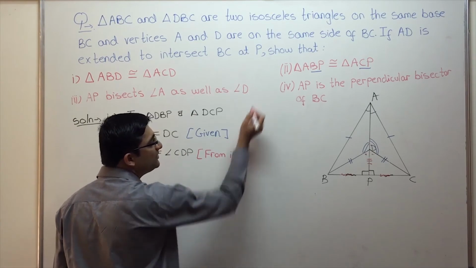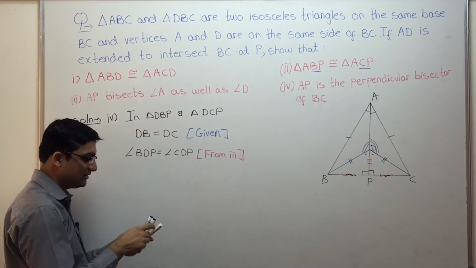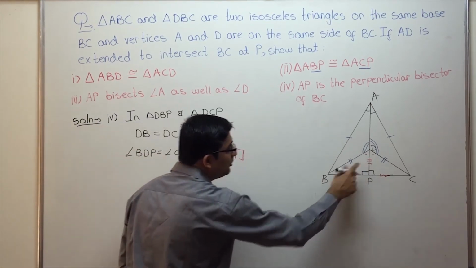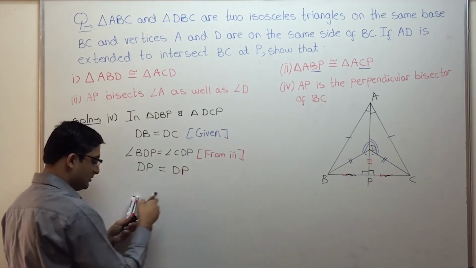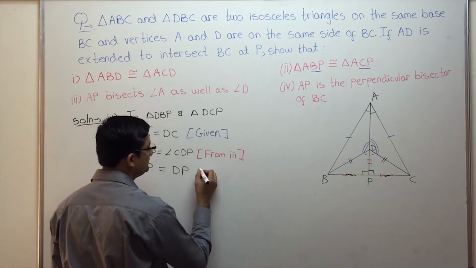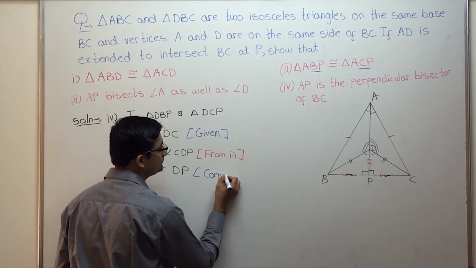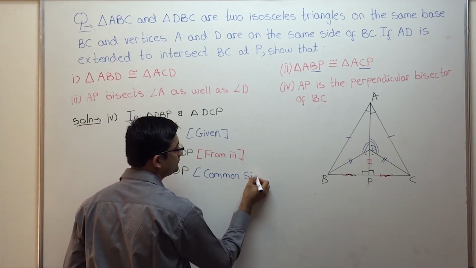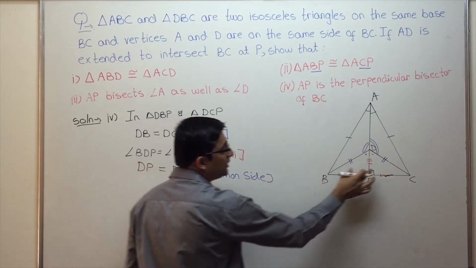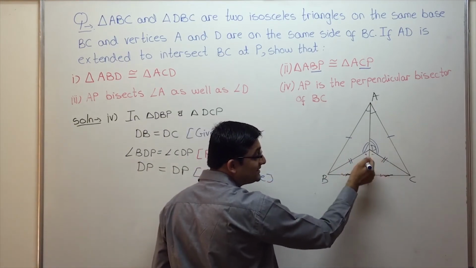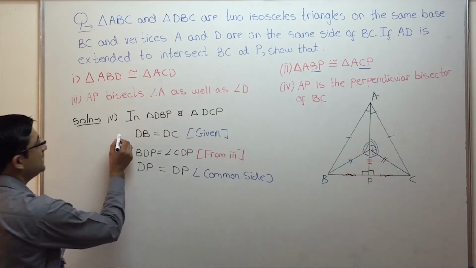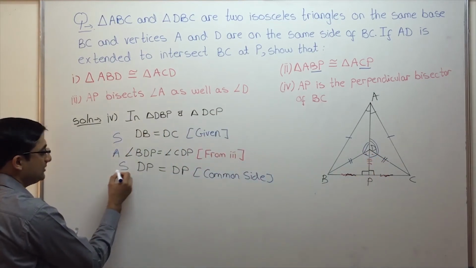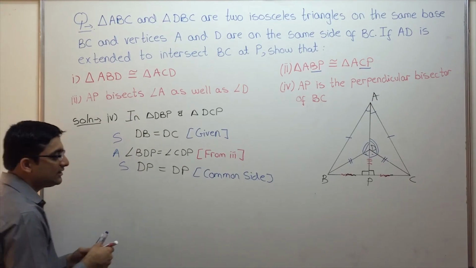So in general, whenever in a question you have multiple parts, you have to use them again and again. Next, DP over here is a common side. So DP is equal to DP. What is the reason? Common side. So what have we shown? In two triangles, two corresponding sides, and the included angle is also equal. So by which criteria? SAS. So by SAS criteria, the two triangles are congruent.